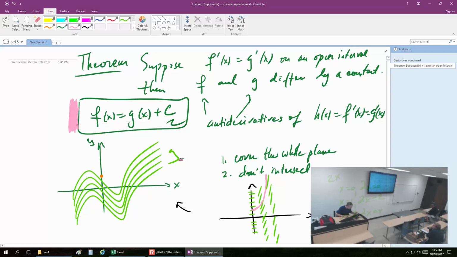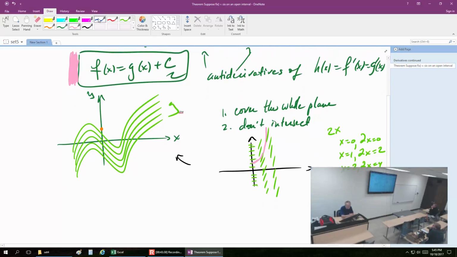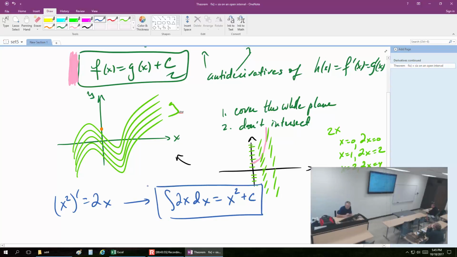Okay, and that gives me the ability to create a whole table of antiderivatives for the basic functions that we have. So (x squared)' is equal to 2x. Now this is how I rewrite it, the opposite operation of differentiation, called anti-differentiation or integration: the integral of 2x dx is equal to x squared plus c. So that would be a complete way to write it.